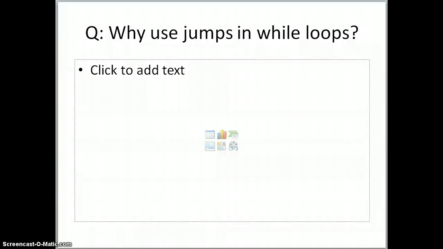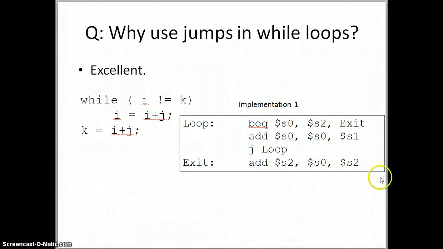Why use jumps in while loops? That's the next one. This is a great question. This is awesome. This is very exciting. So here we've got our while statement and the corresponding loop. What happens here is we're doing sort of the opposite. We want to skip the body of the loop if this is equal, right? So this is saying do the body of the loop while it's not equal. We can also think of it as skip the body of the loop if it is equal, otherwise continue doing it. And that's what we're doing here.